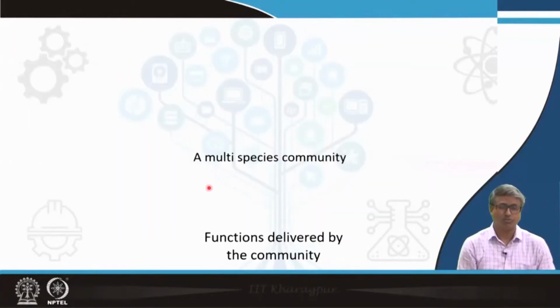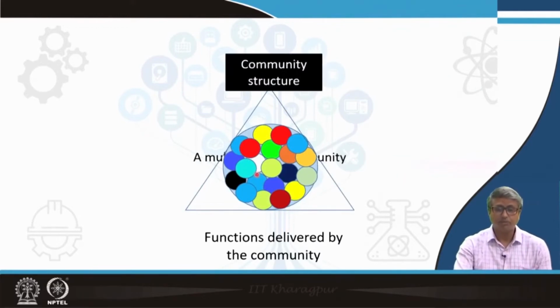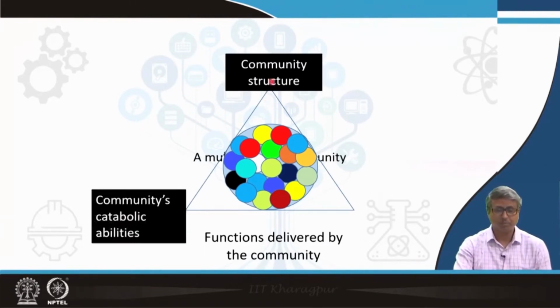Now, why is it so? It is so because the functions delivered by a particular microbial community are controlled by numerous factors. We will look into this through a graphical representation. We can assume that the microbial community is composed of a number of microbial species, and each of these colored balls represents a different species. Together, this represents the community structure.